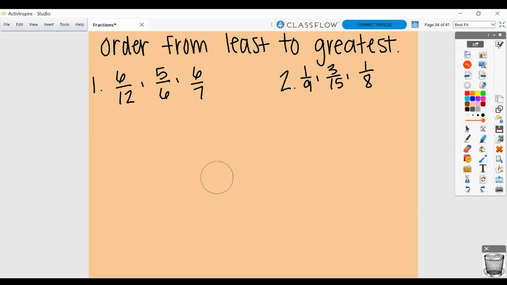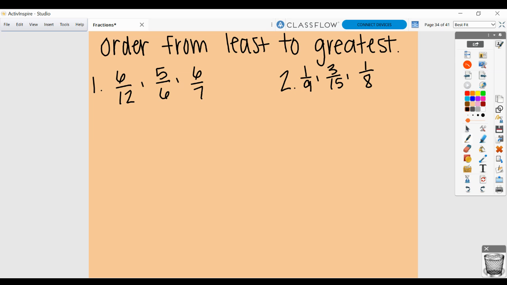All right, this video is on ordering fractions. So we want to order these fractions from least to greatest. The easiest thing to do is to get them all into common denominators. Then all you have to do is look at the numerators.